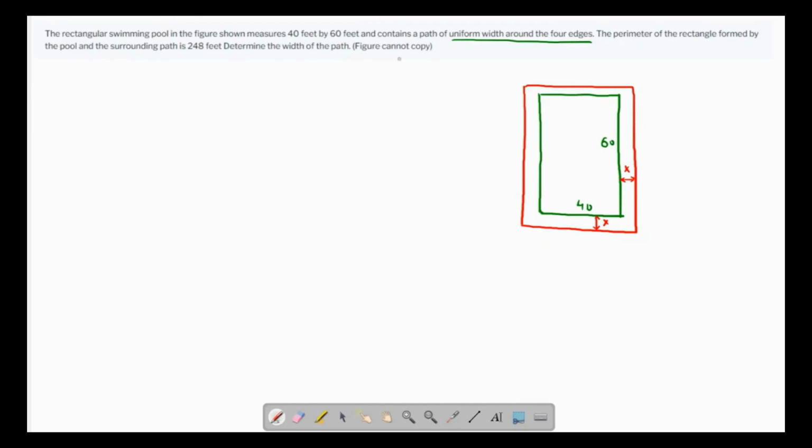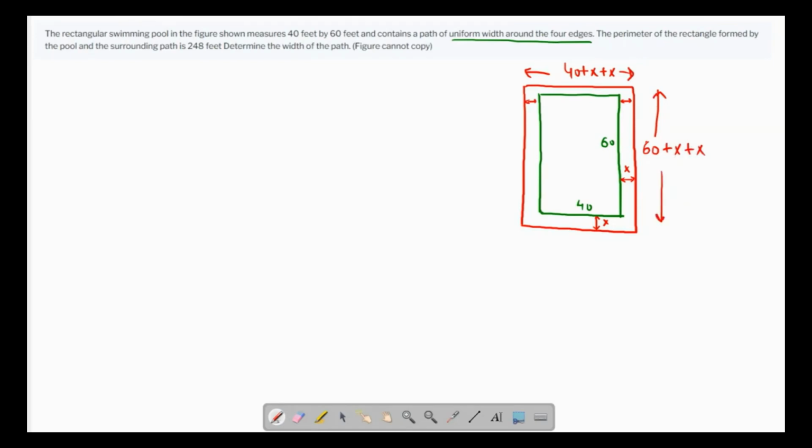So if this is x, then for the red, the dimensions gotta be this will be 60 plus x plus x. Why x plus x? Because there is an x over here and there is an x over here as well. And likewise, over here as well, this will be 40 plus x plus x, and this will be 60 plus x plus x. This is how it is.